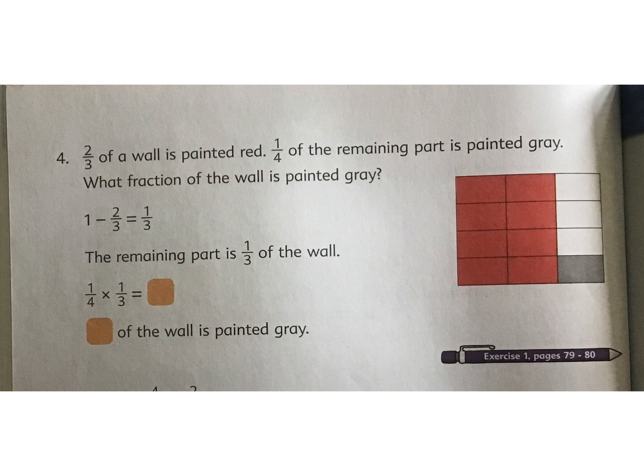All right, let's look at this one. This one seems a little more complicated than the other two. 2/3 of a wall is painted red. So we cut the wall into 3 parts. 2 of them, as you can see, are red. 1/4 of the remaining part is painted gray. So of this remaining part, I'm going to cut it into 4 pieces because that is the denominator. So 1, 2, 3, 4. So 1/4 of the remaining part is gray.